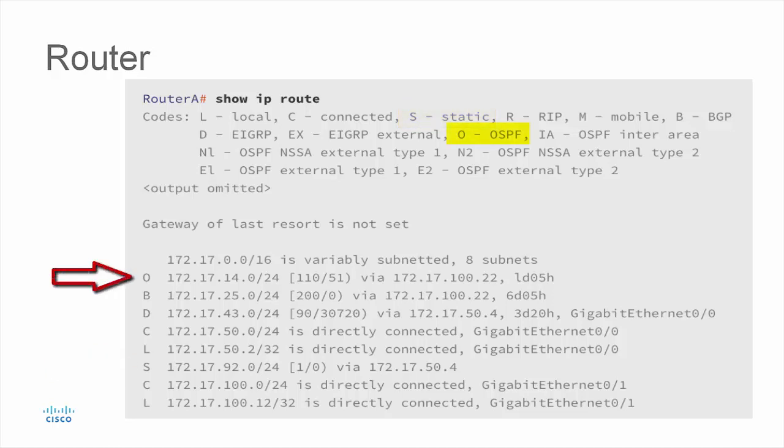O represents the OSPF routing protocol. And D represents the EIGRP routing protocol. The letter D stands for dual, which is the update algorithm used by EIGRP.